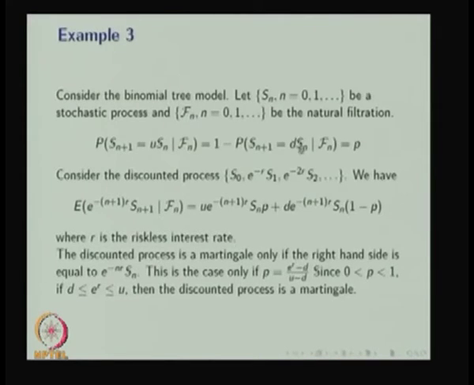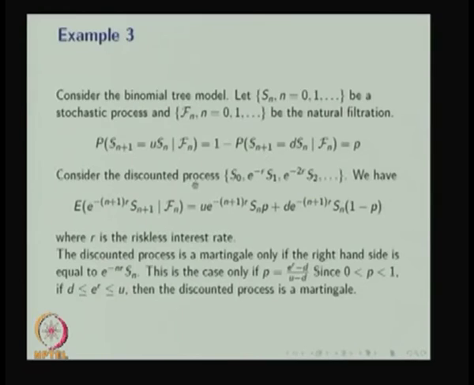Therefore, suppose the nth value was Sn, then the next value will be decremented with d, therefore d times Sn, or it would have been incremented with u, therefore u times Sn will be the (n+1)th value. Therefore, this stochastic process is called the binomial tree model.